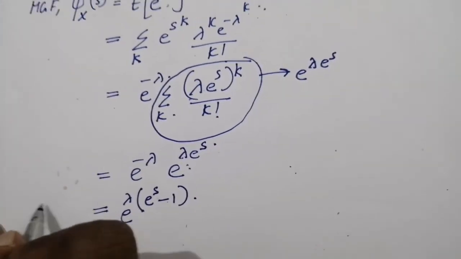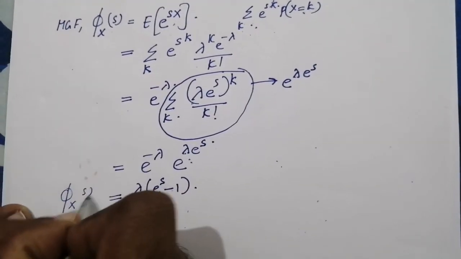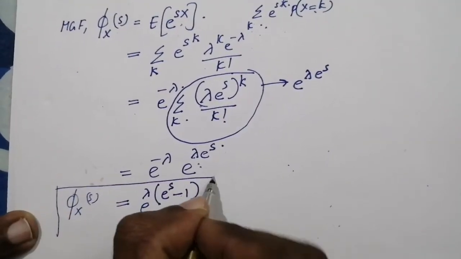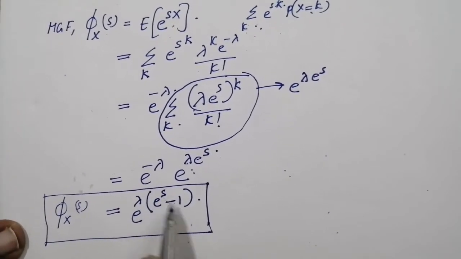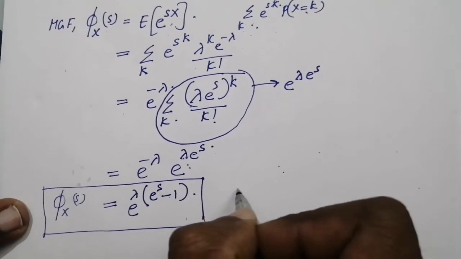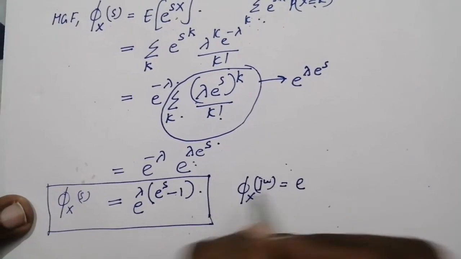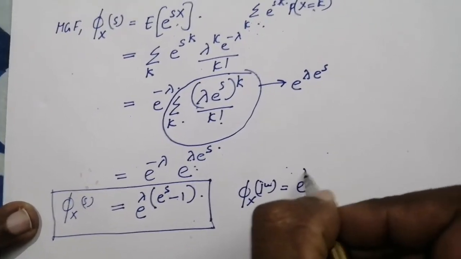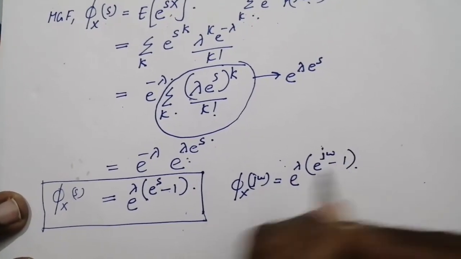So the moment generating function for a Poisson random variable is phi x of s equals e raised to lambda into (e raised to s minus 1). Similarly, the characteristic function, phi x of j omega, can be written by putting s equal to j omega: e raised to lambda into (e raised to j omega minus 1).